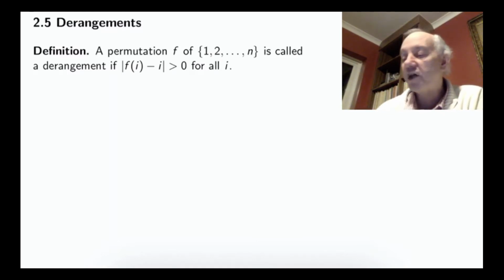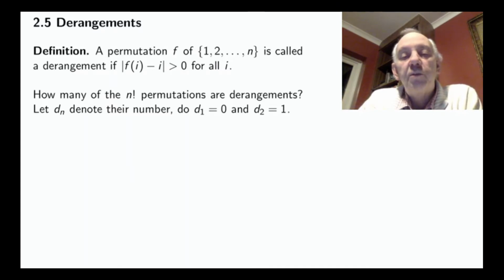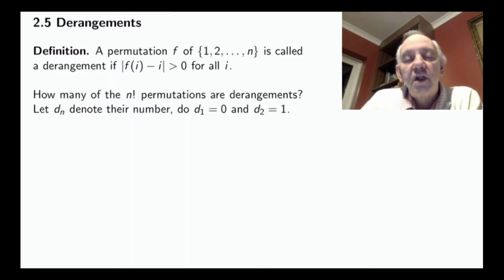Now the question is, how many derangements are there for given fixed n? So we know that there are n factorial permutations. Let dn be the number of those that are derangements, that move every single number. So in particular, if n is 1, the number's got to stay fixed. There's no choice. That's not a derangement. So d1 is 0. But if we have two numbers, then either they stay the same, that's the identity permutation, or they're swapped. If they're swapped, that's a derangement. So d2 is 1.